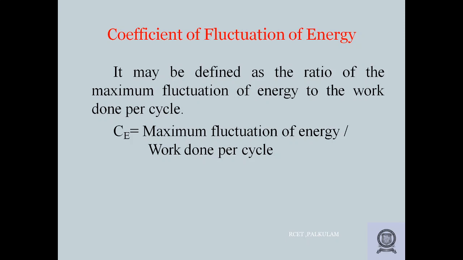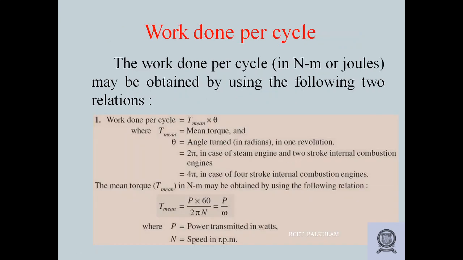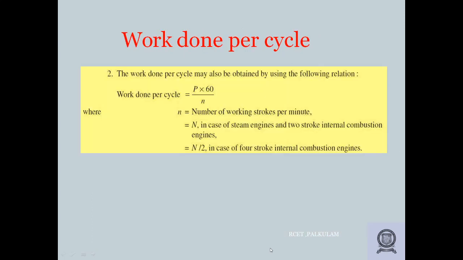Coefficient of fluctuation of energy is represented by CE: maximum fluctuation of energy divided by work done per cycle. To find work done per cycle, T mean into theta is the formula. T mean is the mean torque, theta is the angle turned in radians for one revolution. T mean is equal to P by omega, where P is the power transmitted and N is the speed in RPM. The work done per cycle can also be found out using the formula P into 60 divided by small n, where n is the number of working strokes per minute.